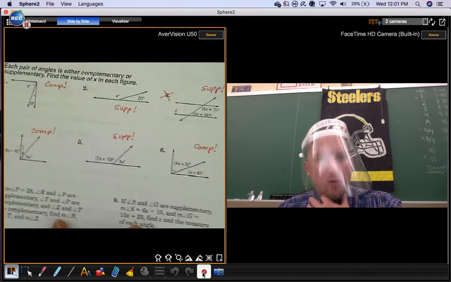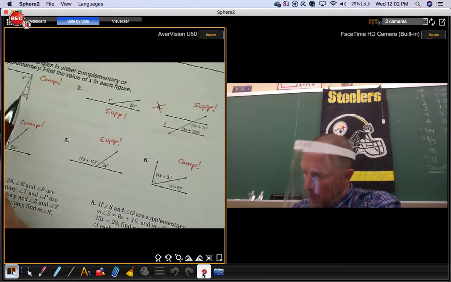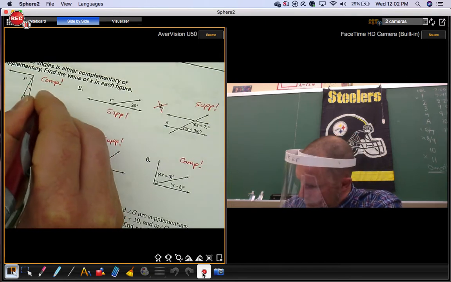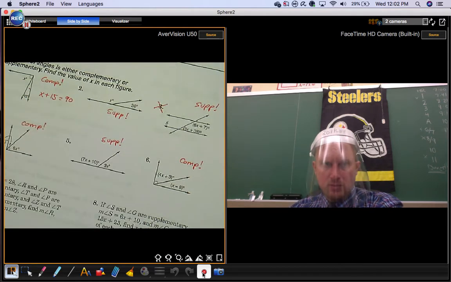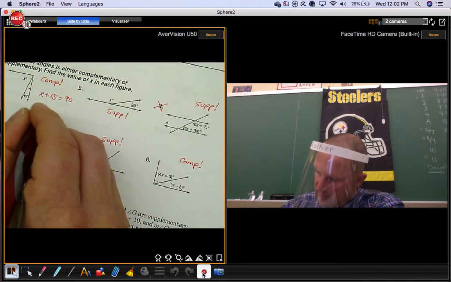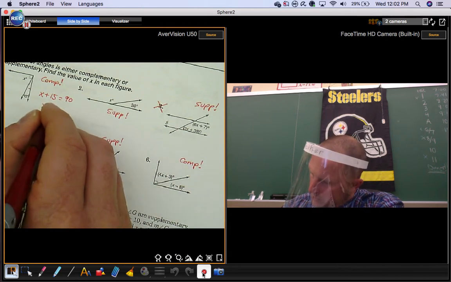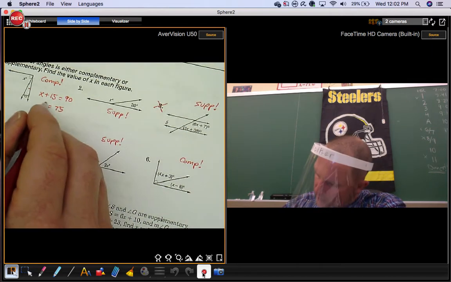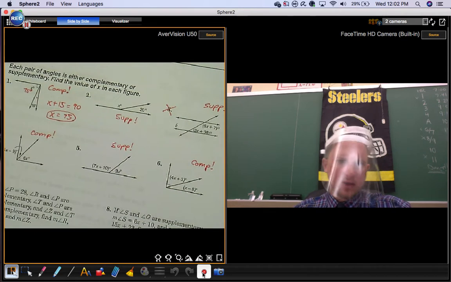Now that you've classified all of these, you can actually model this situation with an equation. For example, little plus little equals big, remember. So if they're complementary angles, add the two little ones together, they add up to 90. We'll subtract 15 from both sides. You end up with x is 75. So that was a really easy one.